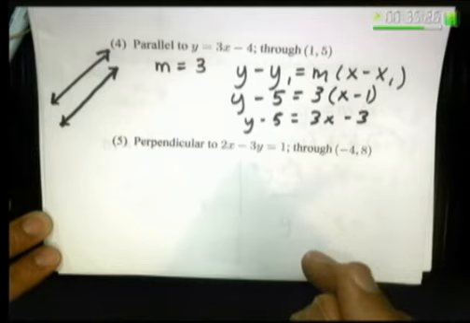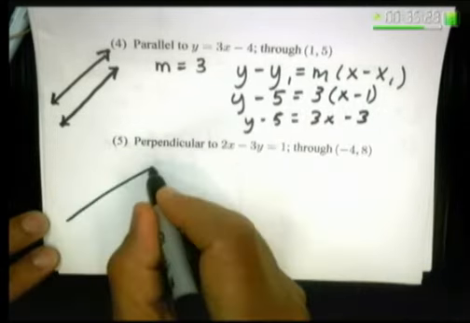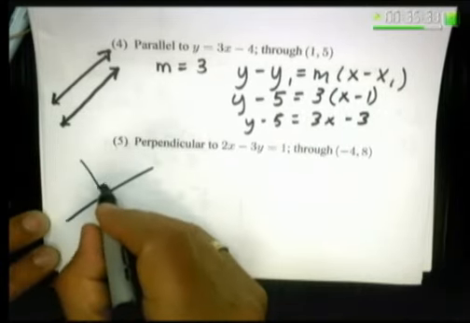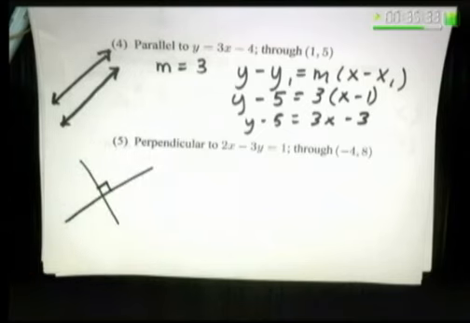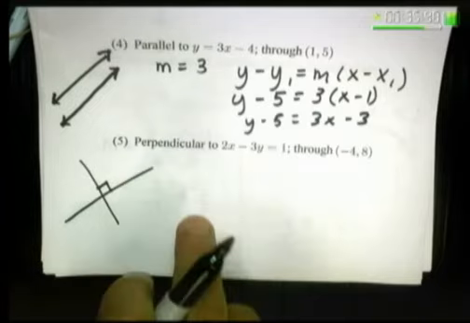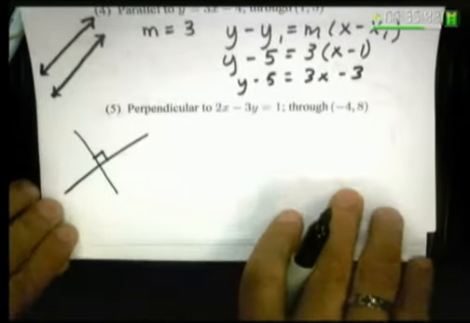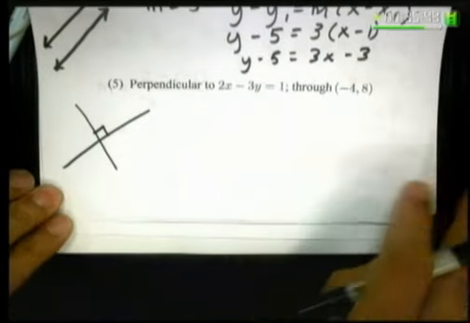Now, perpendicular. What do you know about perpendicular lines? They intersect, but when they intersect, they form a right angle. What do you know about the slopes of perpendicular lines? Well, first of all, let's find the slope of this one, number 5. Let's find the slope real quick.